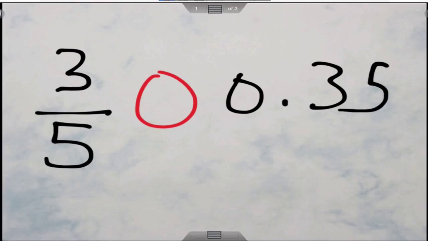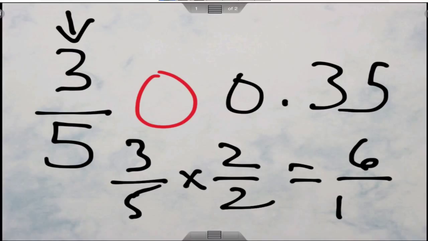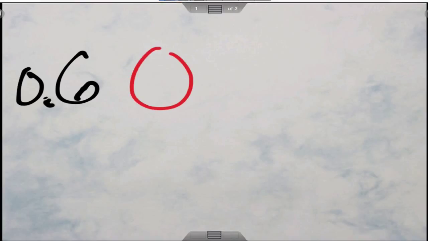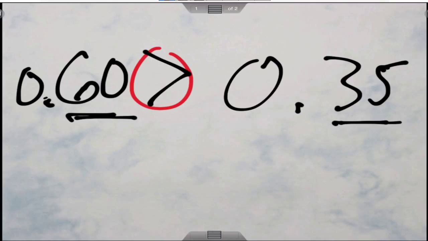Okay, so to do this, again, the 3/5, let's make it into tenths. So I'm going to make it into tenths, multiplying the numerator and denominator by 2. And I have 6 over 10, which is 6 tenths. So let me rewrite this. I have 6 tenths versus 0.35, 35 hundredths. Add a 0 here. 60 is bigger than 35. So the fraction 3/5 is greater.